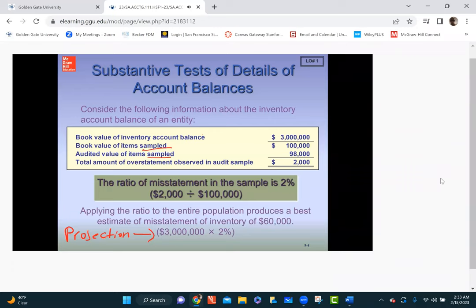Now, this is a very simple example. Of course, I would also want to consider the precision. So I would also have a sampling error, a plus or minus amount, and then I would compare that plus or minus amount. How high could the error be? How low could the account balance be? How high could it be? How low could it be? That would give me a range, and then I would compare that to my tolerable misstatement to see if I have a misstatement that's in excess of whatever my tolerable misstatement is. Now, this example doesn't contemplate that.